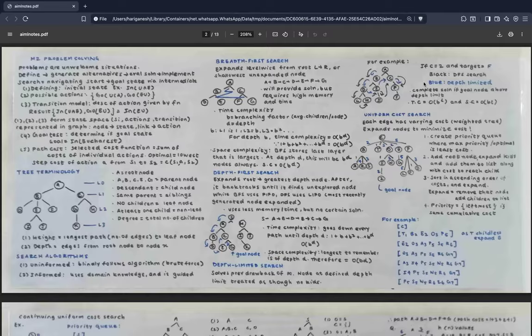The next is uniform cost search, and here's where the path costs that we discussed come in, right?